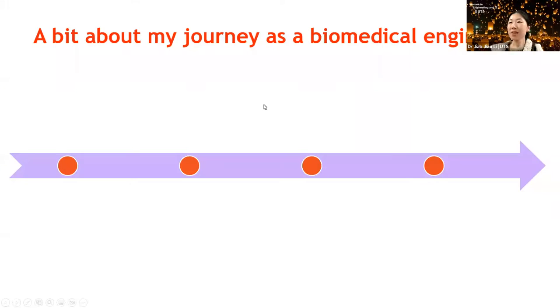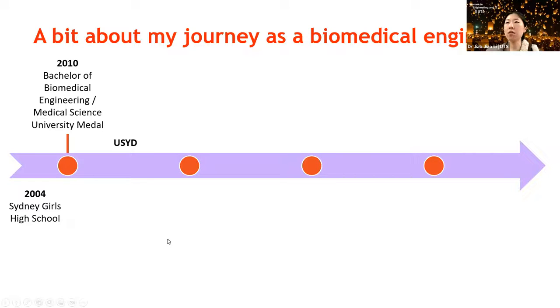So I thought I'd start with a little bit about my own career journey as a biomedical engineer. I'll just take you through it. In 2004, a very long time ago, probably some of you were born around then or not even born yet, I graduated from Sydney Girls High School and I went into a double degree at the University of Sydney. That was a combined Bachelor of Biomedical Engineering and Bachelor of Medical Science.